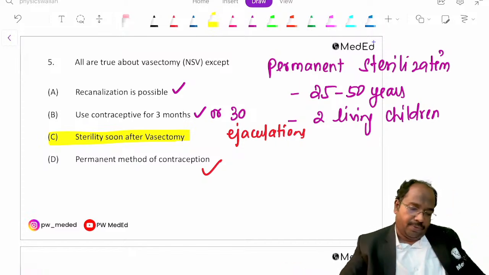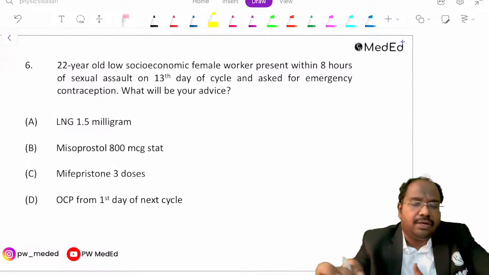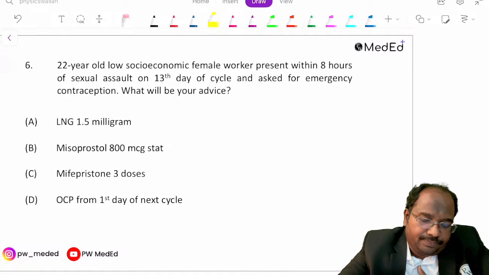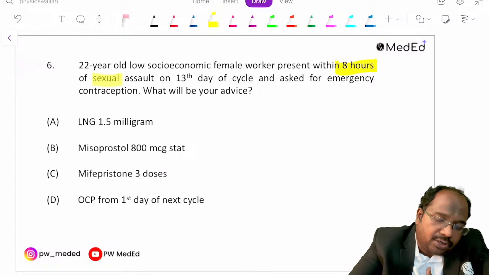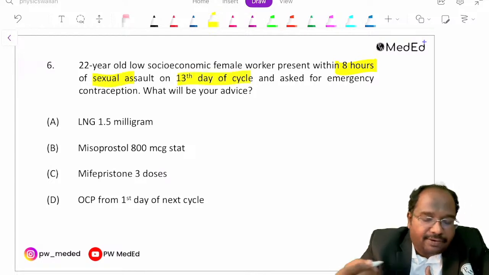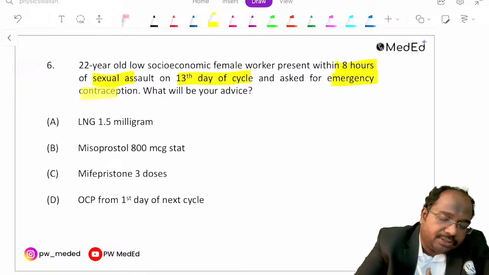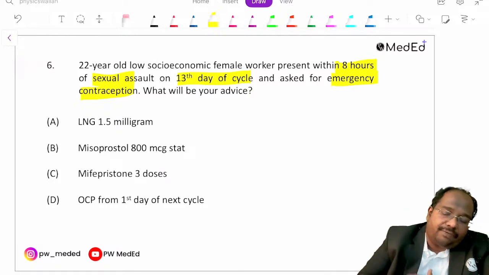Okay, fine. We will see the next question, guys. Read the question carefully and answer. Come on, start participating. A 20-year-old low socioeconomic female presents within 8 hours of sexual assault, on the 13th day of the cycle, around mid-cycle, and asks for emergency contraception. What is your advice?